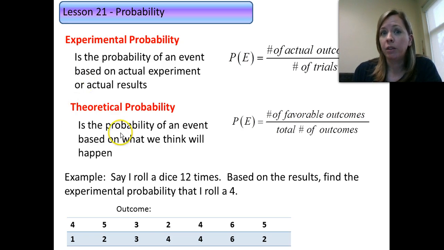Then there's what we call theoretical probability, and that's what we calculate based off of what we think will happen. And so each of those probabilities has a formula for calculating it. So the experimental probability is what happens.